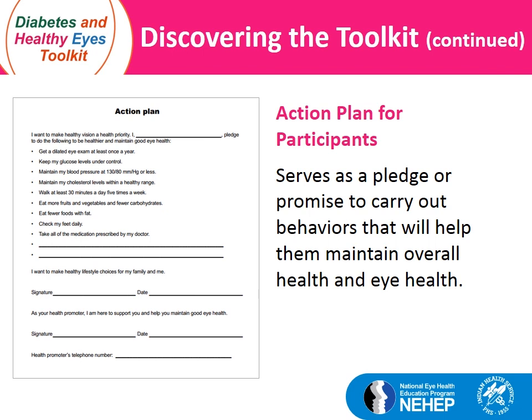So, for example, getting a dilated eye exam at least once a year and keeping their glucose levels under control. Participants customize the plan based on their own needs and what they feel they can accomplish. And then they can sign it as a way to motivate themselves to carry through with the plan. The health promoter or community health worker, in this case the community health representative, can also sign it almost as a witness and as an assistant to help them carry through on their pledge to take better care of their health and their eye health.